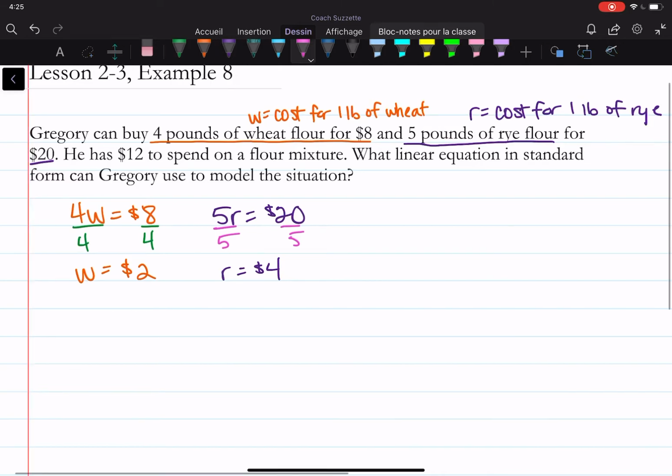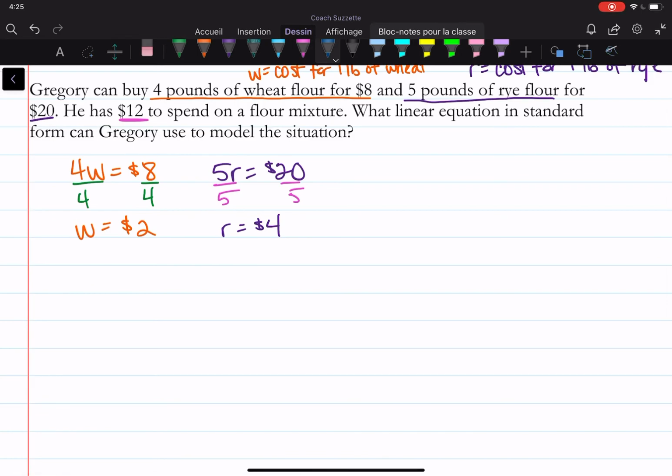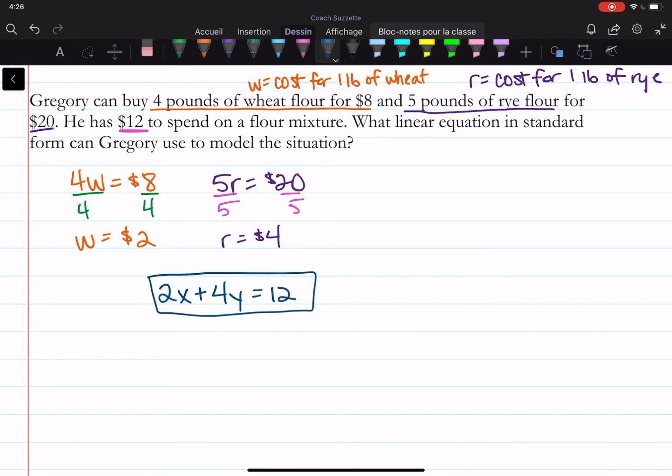He doesn't want to spend more than $12, so now we can come up with an equation. It's $2 per pound times the number of pounds of wheat flour. Let's say that the number of pounds is X. The number of pounds of wheat flour is X plus $4 a pound times the number of pounds of rye flour, let's call that Y, and we need the whole thing to equal 12. We're done.